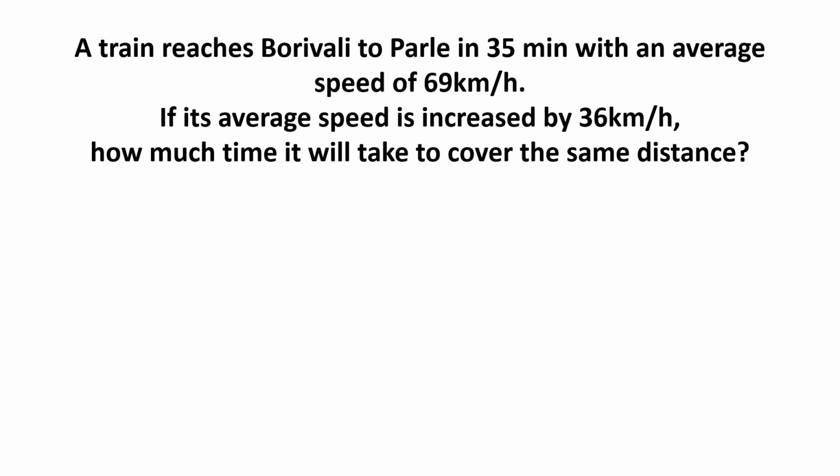A train reaches Borivali to Parle in 35 minutes with an average speed of 69 km per hour. If its average speed is increased by 36 km per hour, how much time will it take to cover the same distance? You pause the video here and try to calculate yourself. Ideal time to solve this puzzle is 15 seconds maximum. If you can apply the same trick I have told you just now, it is very much possible to solve this puzzle in 15 seconds. Okay, pause the video and solve the puzzle.